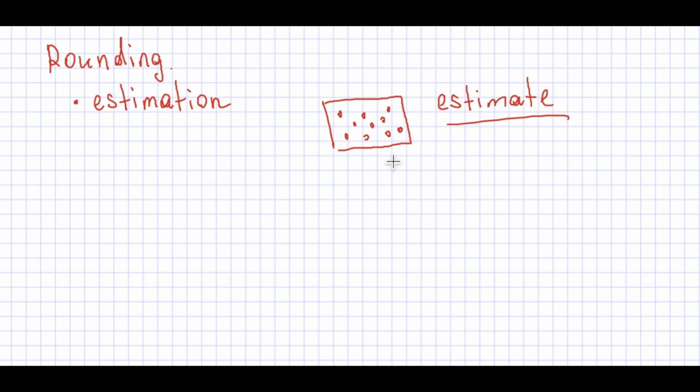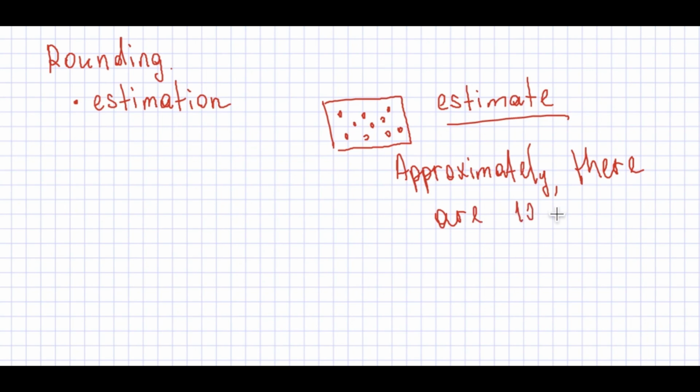So we can say that approximately there are 10 dots. Approximately there are 10 dots. When we count exactly, we see that there are 1, 2, 3, 4, 5, 6, 7, 8, 9, 10. Oh, it is exactly 10. It can be something around 10. So we estimated the number of dots in the box.